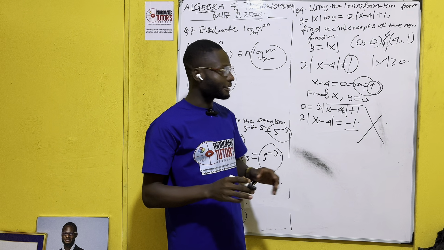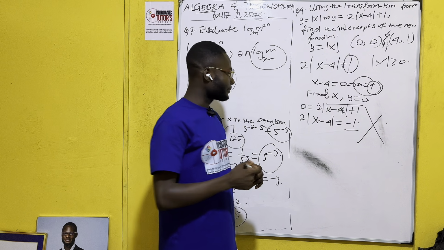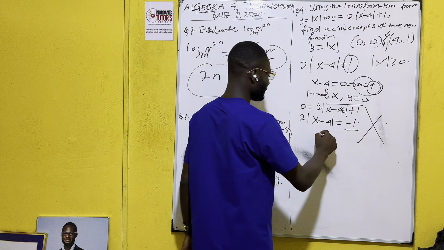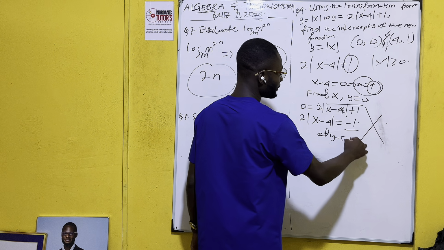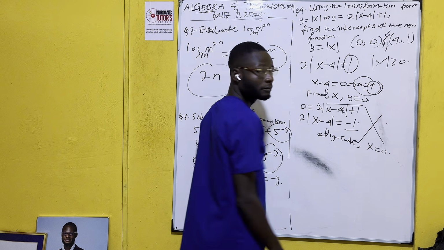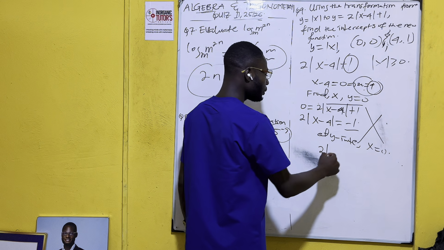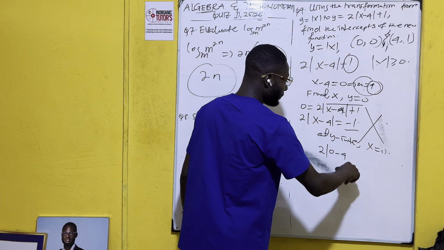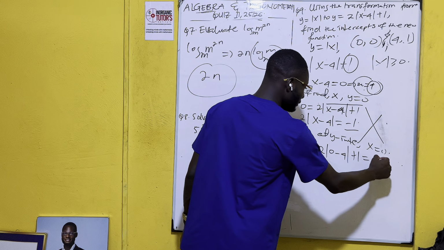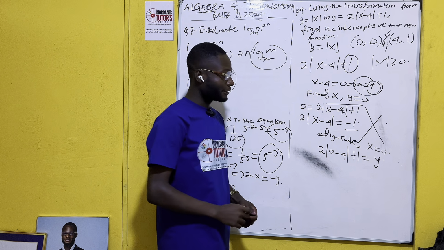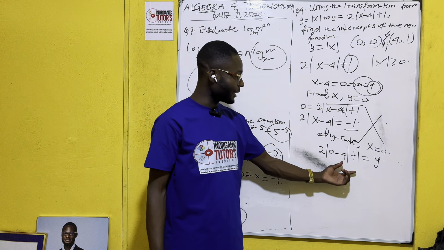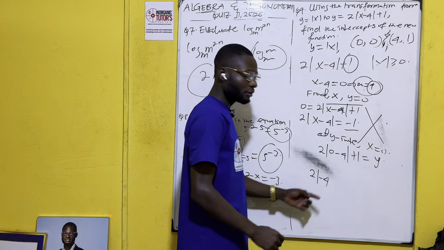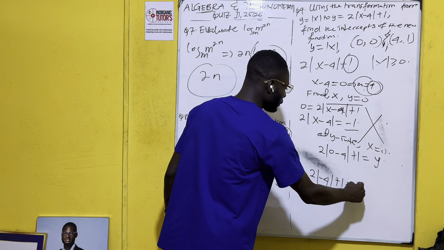So no x-intercept. Now let's come to the y-intercept. With the y-intercept, we are just going to make x the subject. At the y-intercept, x is 0. So we have 2 times the absolute value of 0 minus 4, plus 1, equals y, because we need the y-intercept. So we are going to have 2 times the absolute value of negative 4, plus 1 equals y.